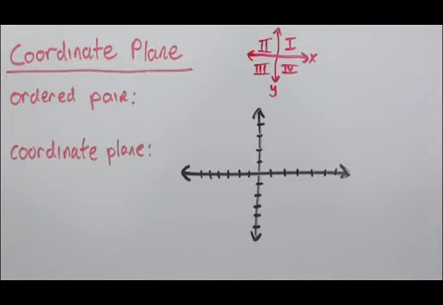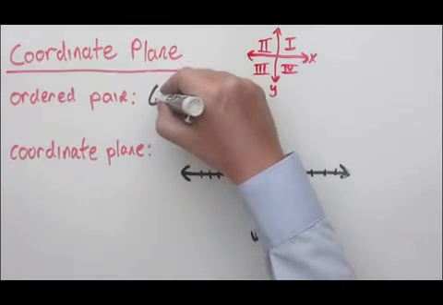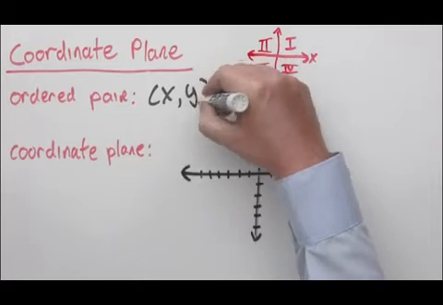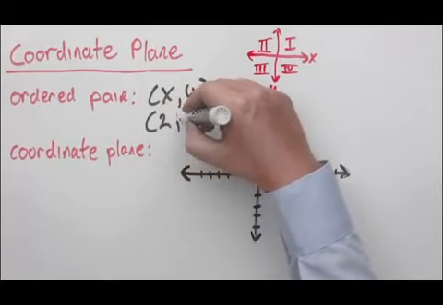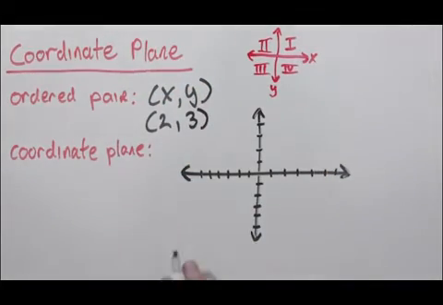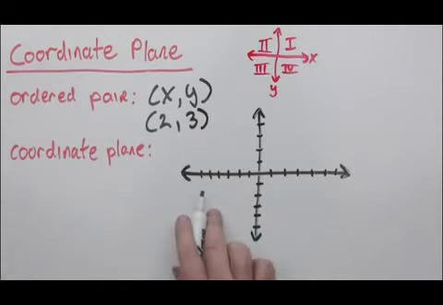The coordinate plane is like two number lines that meet each other at 90 degrees. Let's look at them. It always has ordered pairs. It has an x and a y, a number from the first number line and the second number line, 2 and 3. That's an example of an ordered pair.